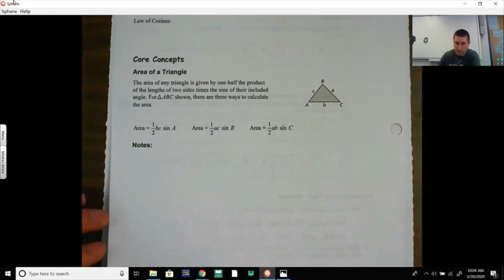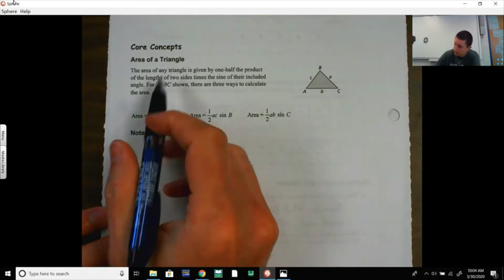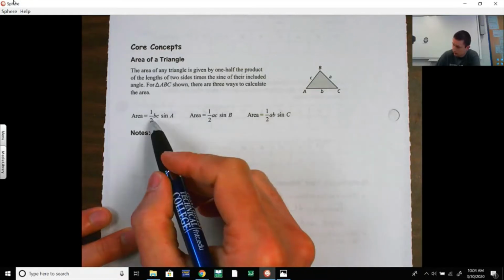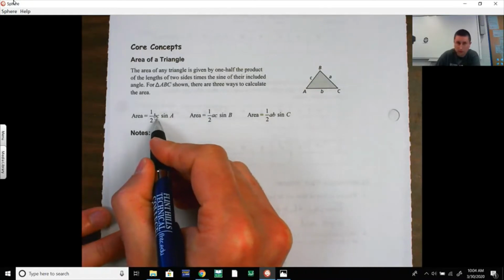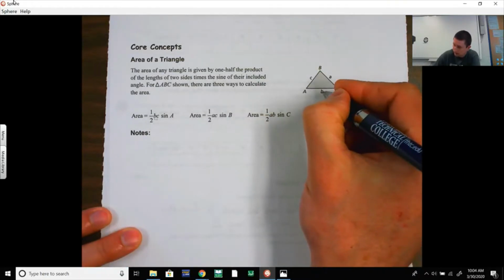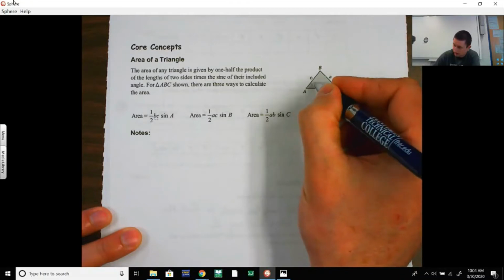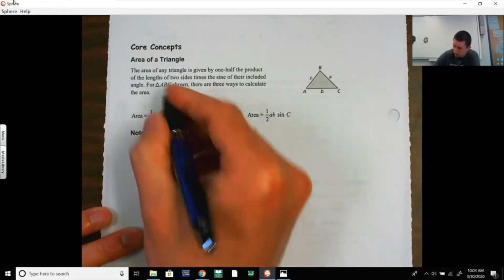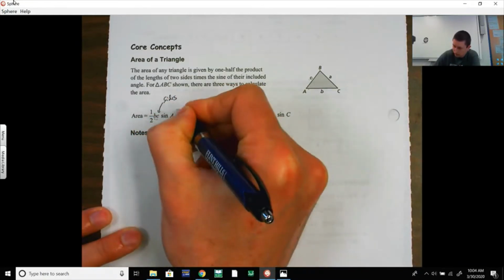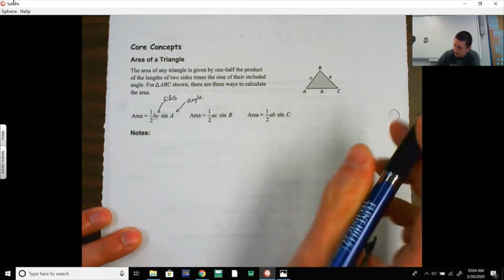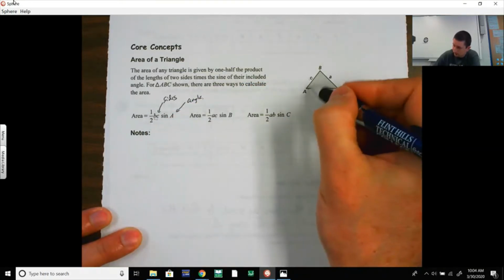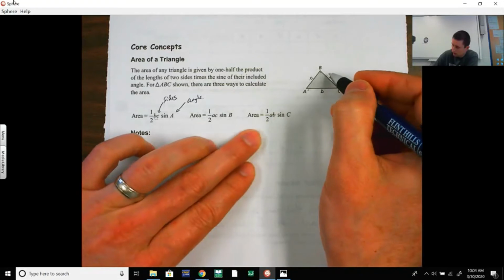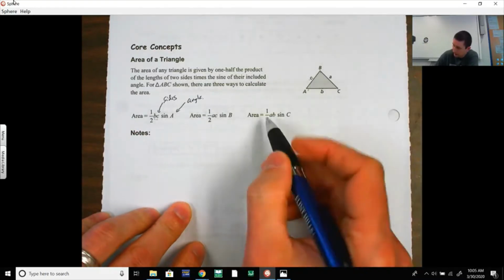Okay, this is your area formula. The area of any triangle is given by 1/2 the product of the lengths of two sides, calculated this way: 1/2 bc. Now notice these are lowercase, so those are sides, side b and side c, and then you have to have the sine of the angle. So 1/2 bc times the sine of A, or 1/2 ac times the sine of B, or 1/2 ab times the sine of C. So notice what happens in each of these formulas.